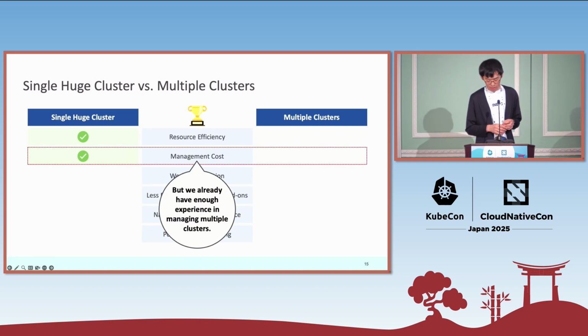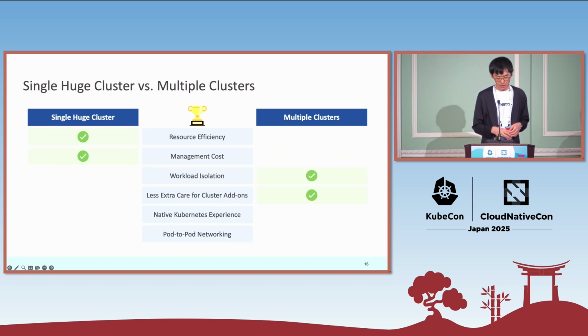But however, in our case, we already had experience managing a number of clusters by providing internal Kubernetes as a service like GKE. So we didn't have to worry about management cost. And compared to ordinary situations, the advantage of multi-cluster approach is that each workload cluster works as a boundary that encloses the impact of failures.